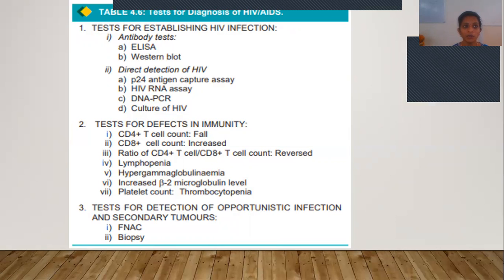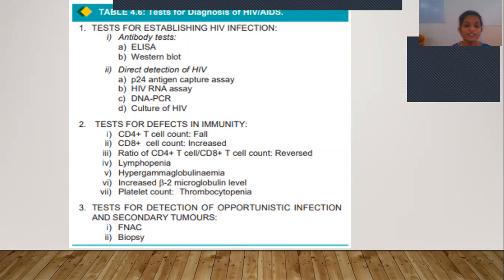And lymphopenia, because all the lymphocytes were damaged, so that there will be a decrease in the lymphocyte count. That we call lymphopenia. Penia means decreased. Lymphopenia means decrease in the lymphocyte count. And hypergammaglobulinemia, that means because of the breaking down of these protein molecules, gamma globulins will be increased in the systemic circulation, which are the metabolites of these proteins, and increased beta 2 microglobulin level and platelet changes. Here thrombocytopenia can be seen. That means destruction of platelets also will be seen, which will indicate the defects in immunity.